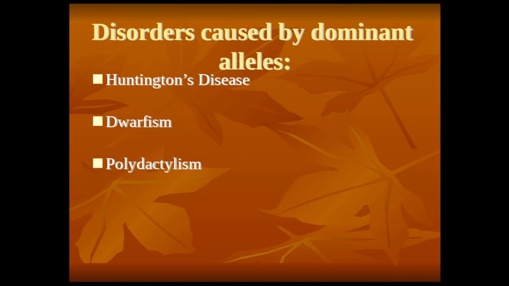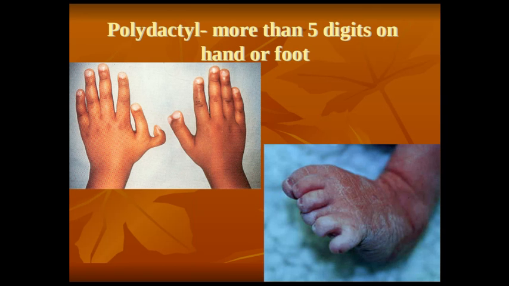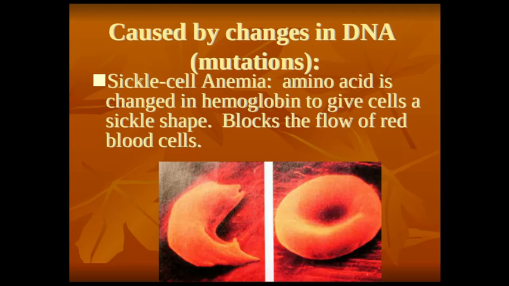Albinism. There are also disorders that are caused by dominant alleles, that can be an issue, right? But they're not prevalent in our society, in cultures, in groups, really. So that's good. But they are caused by a dominant allele, and that'd be Huntington's disease, which is sort of almost like Parkinson's, dwarfism, and polydactylism. So again, watch the videos on Huntington's disease and dwarfism. And polydactylism, you just have more than 5 digits, like more than 5 fingers or toes.